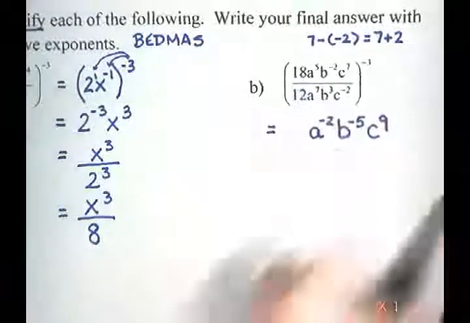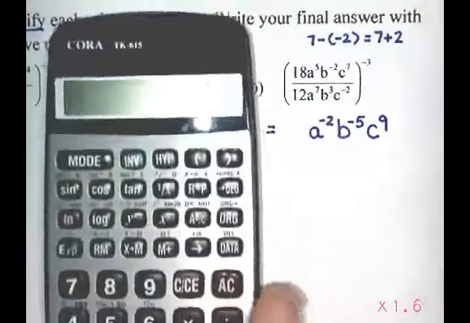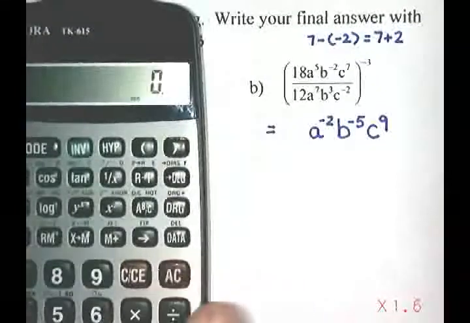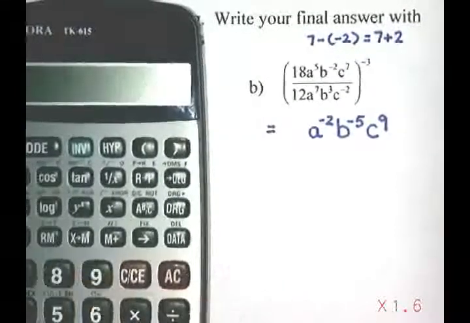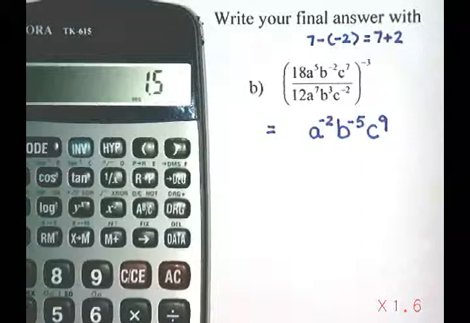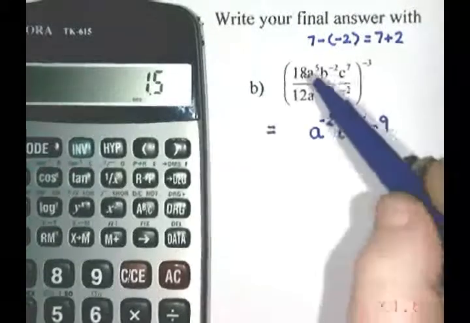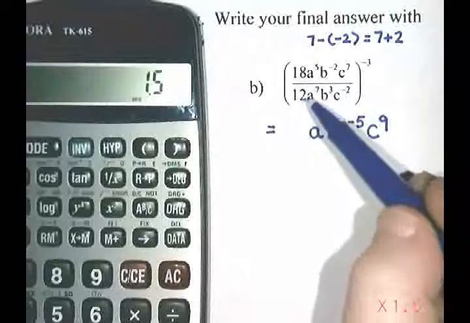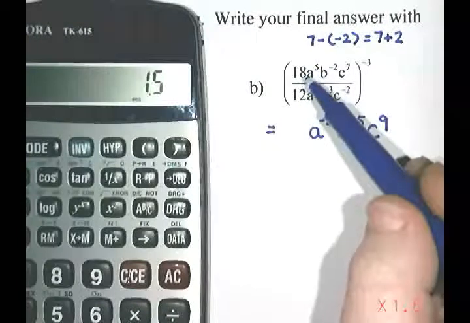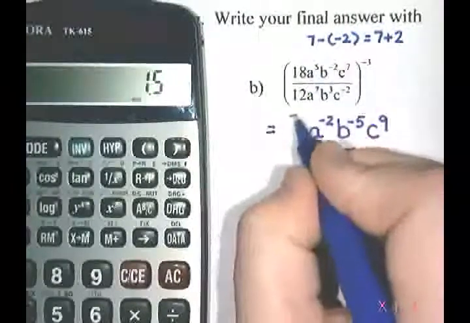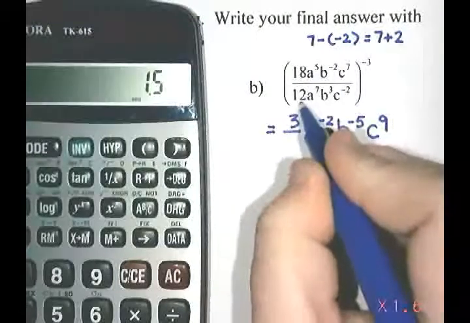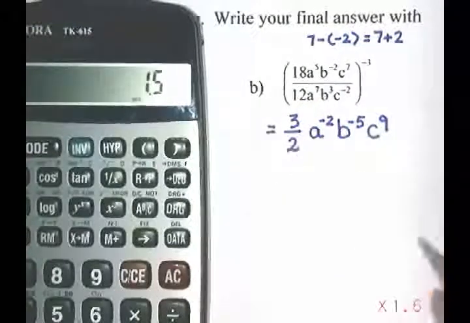Now up front, if I do 18 divided by 12, I end up with a decimal, and I really don't want a decimal here. So what I'm going to do is leave it as a fraction, but I'm going to try to reduce if I can. So 18 and 12 are both divisible by 6. So I'm going to divide 18 by 6, which gives me 3. And then 12 divided by 6, which gives me a 2.